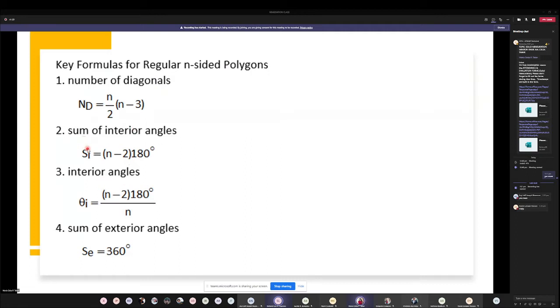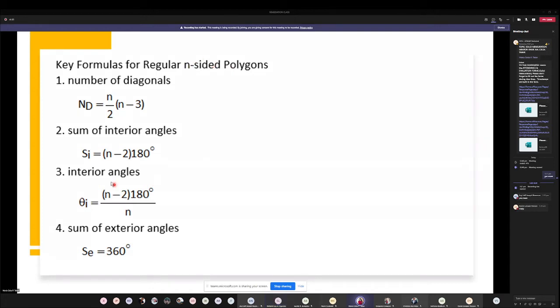So for the sum of the interior angles, this is the pattern. We can use this formula: 180 degrees multiplied by n minus 2, where n, by the way, is the number of sides. You can see here it's n-sided, so it means the number of sides.